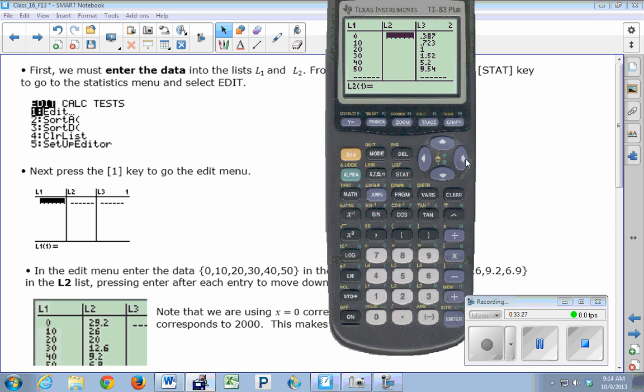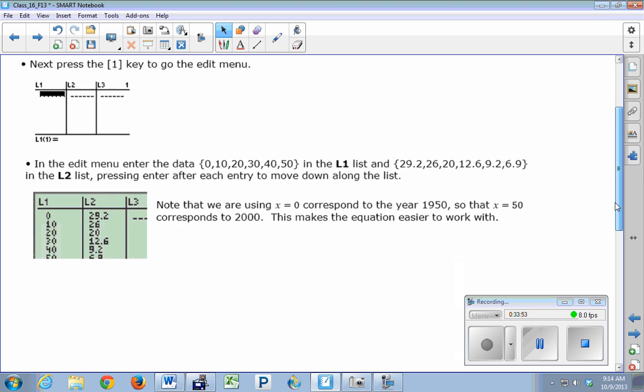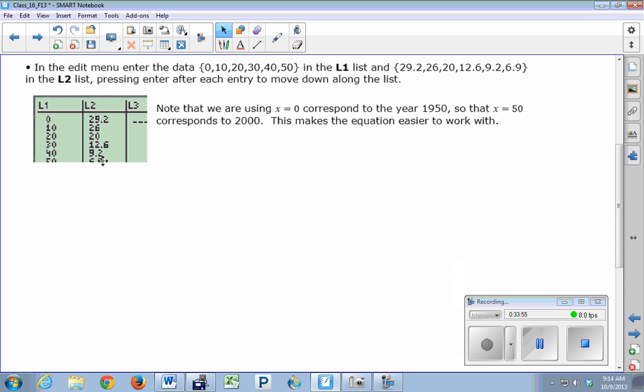And could you read me the infant mortality? I think the first one's 29.2. Is that correct? Yes. And then a 26, right? Yes. I almost got this data memorized. And then a 20, right? Yes. Is the next one 16 something? 12.6. Okay. And then a 9 something? 9.2. And the last one? 6.9. Okay. So I've entered my data, and here you can see it right on your screen. Okay, there it is, exactly what I've just done.